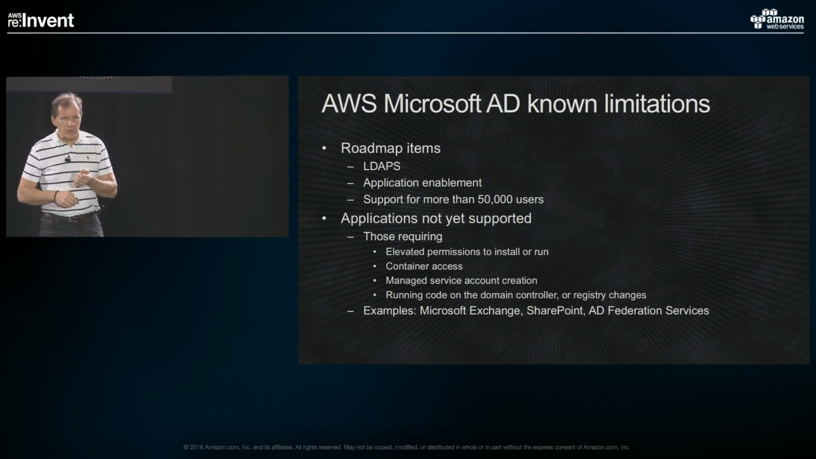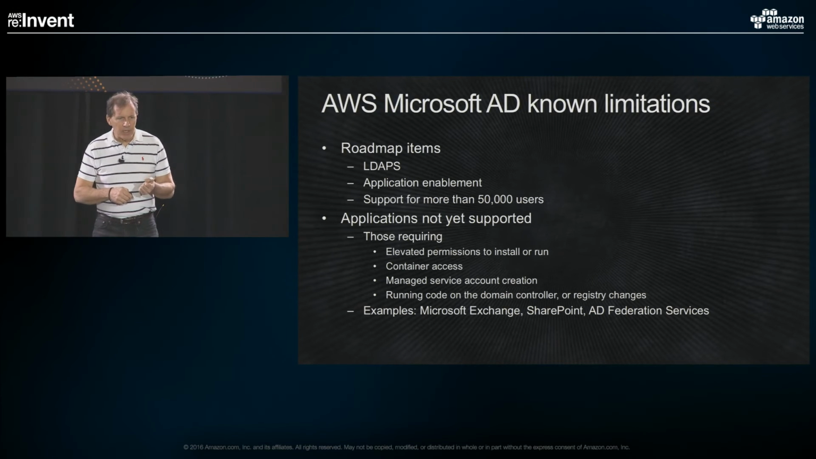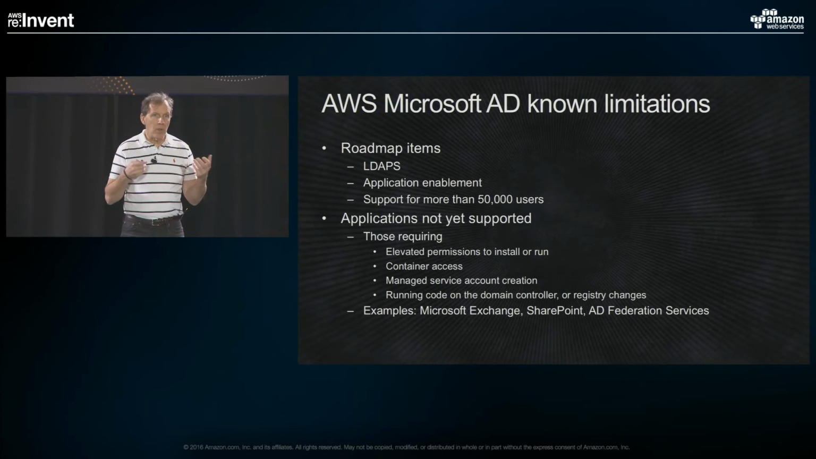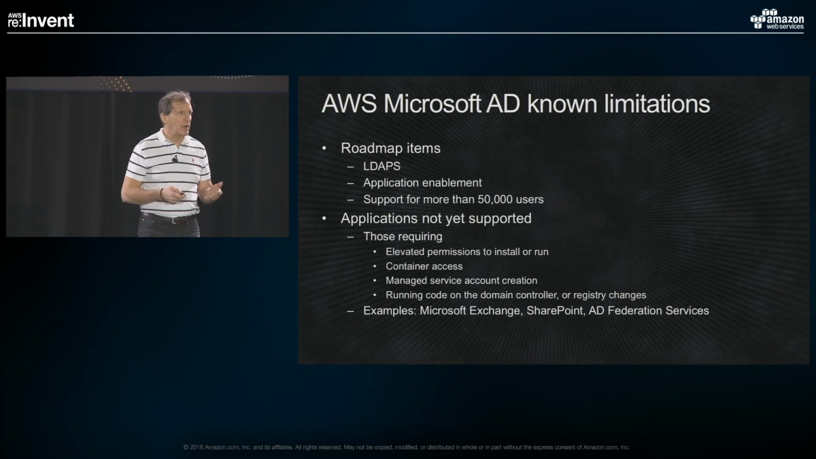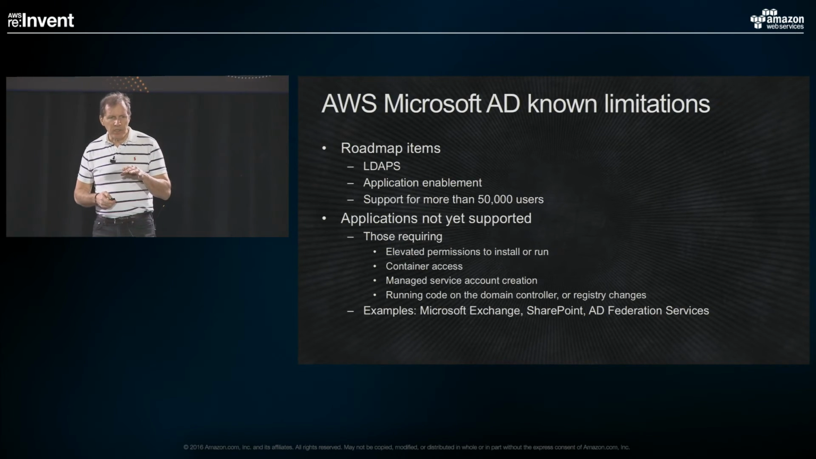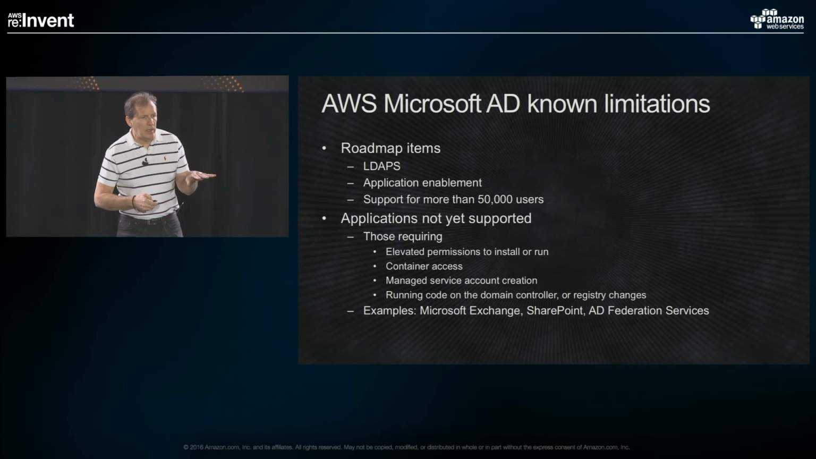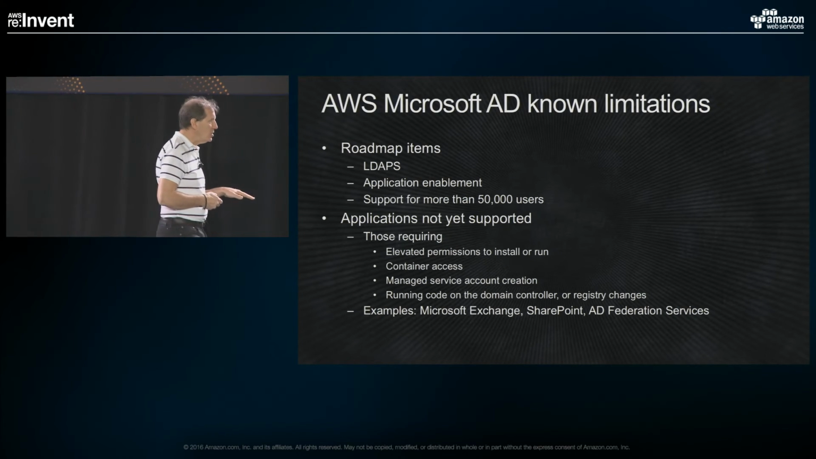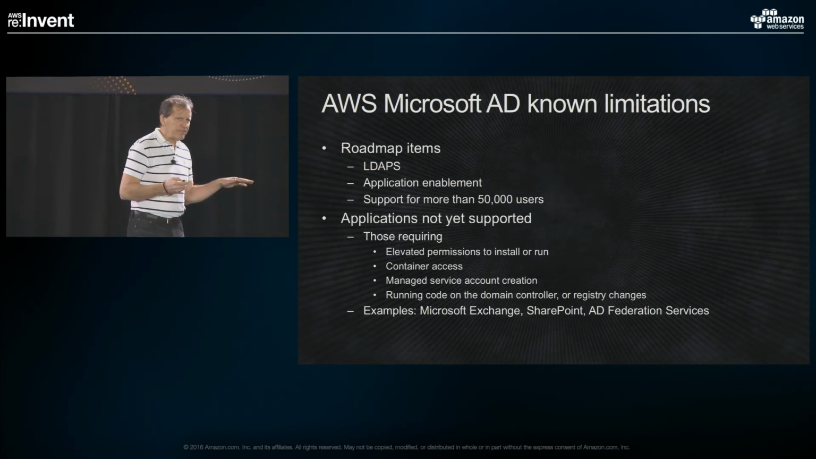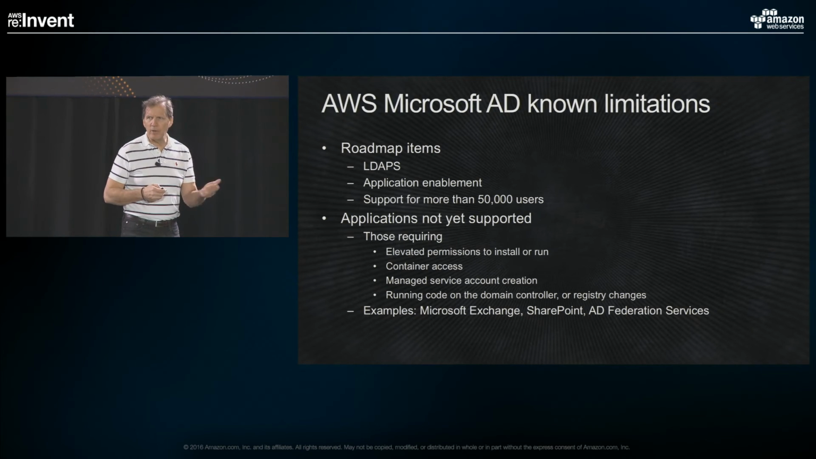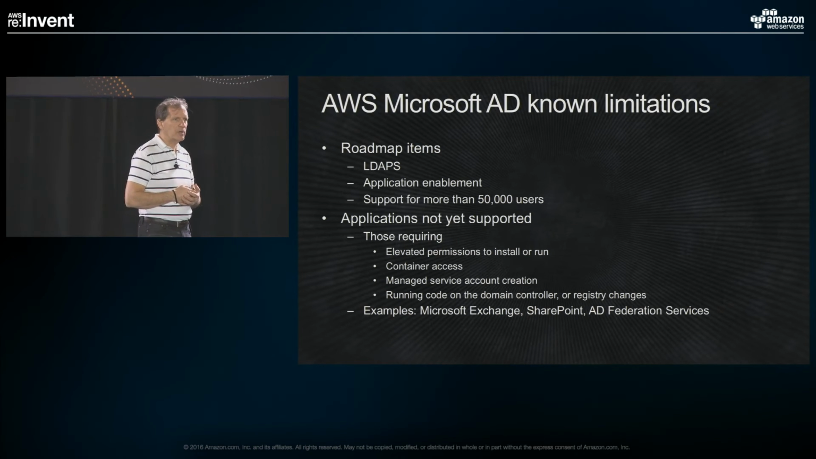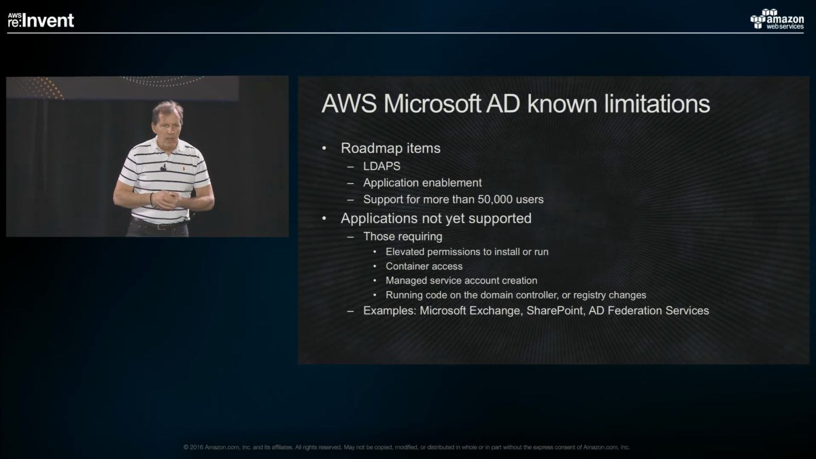The other thing is application enablement. There's a lot of applications that we need to enable by doing some special things for permissions. And so that's an area that would be some limitations to be aware of. And then it supports up to 50,000 users, but if you have a greater need than that, then we've got some work that we've got to do to support more than that.